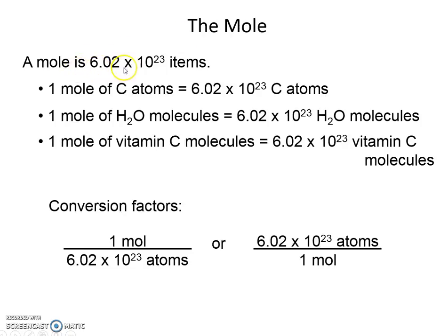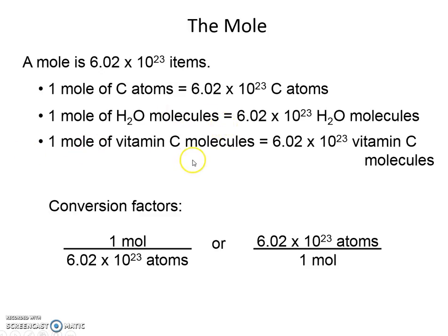Now, this mole is that many items, so if we have a mole of carbon atoms, it's 6.02 times 10 to the 23 atoms. If we have a mole of water, 6.02 times 10 to the 23 molecules of water. Notice here I've rounded this off 1 digit. You can use either number, either 6.02 or 6.022, whichever you prefer.